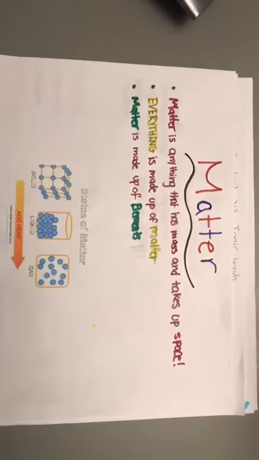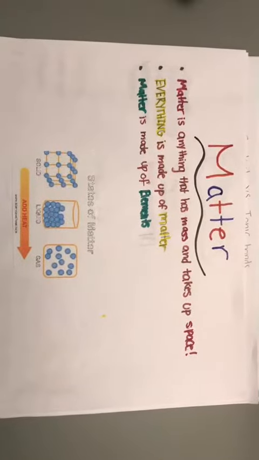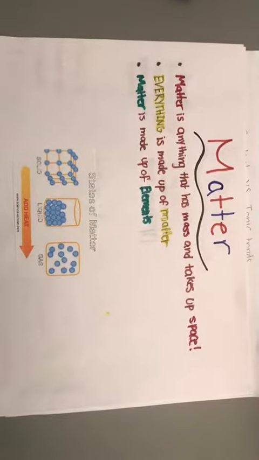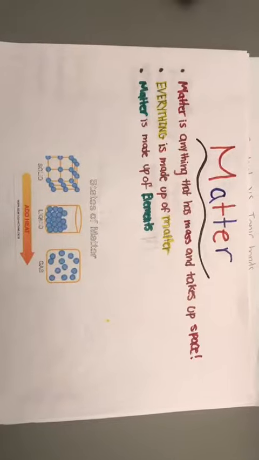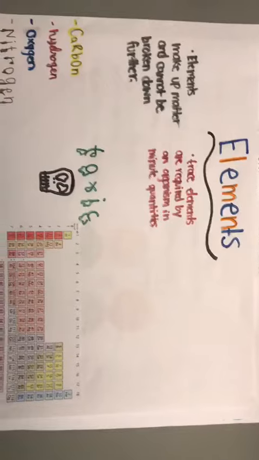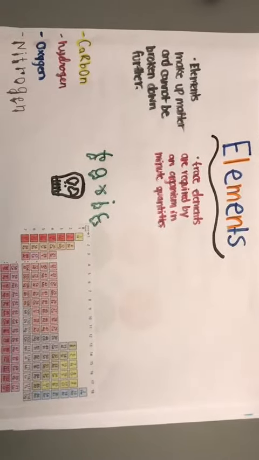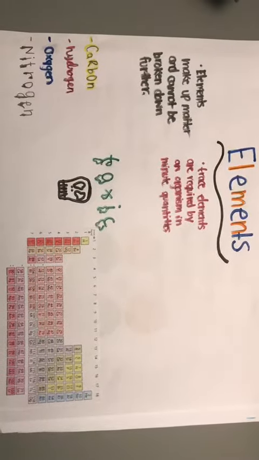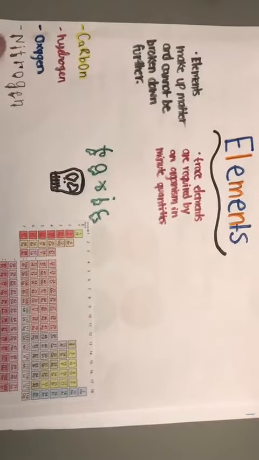Matter. Matter is anything that has mass and takes up space. Everything is made of matter, even the chair that you might be sitting on, or the pencil you might be using to write in school. Matter is also made up of elements. Elements make up matter and cannot be broken down further. Some elements are toxic. Four elements that are required for life are carbon, hydrogen, oxygen, and nitrogen.